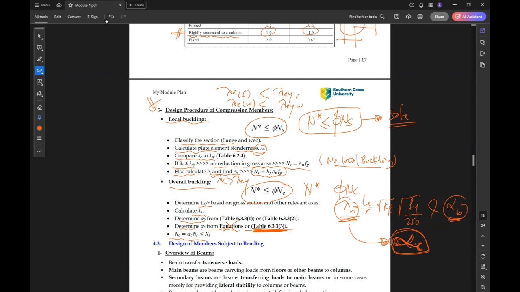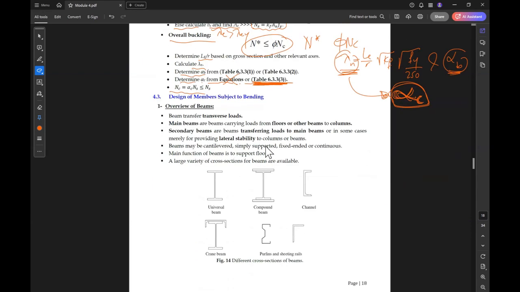Good. So for compression members there is a little more effort compared to tension, because compression members are susceptible to buckling. The next type of member is the member subjected to bending. What is a member subjected to bending? Mainly beams. Beams or rafters are mainly under bending.